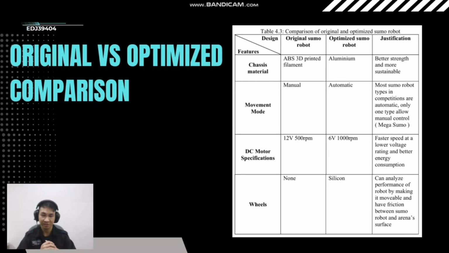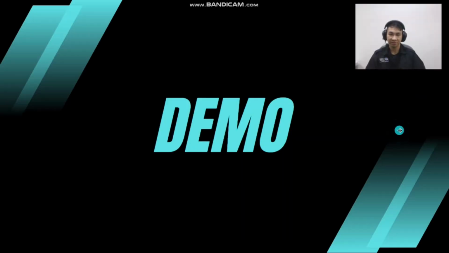And for the motor specifications, the original sumo robot design uses 12 volts and 500 RPM, but for mine, you only need 6 volts to have 1000 RPM. And as for the wheels, surprisingly, the original design had none, but mine are made out of silicone. Okay, so this is the demonstration.